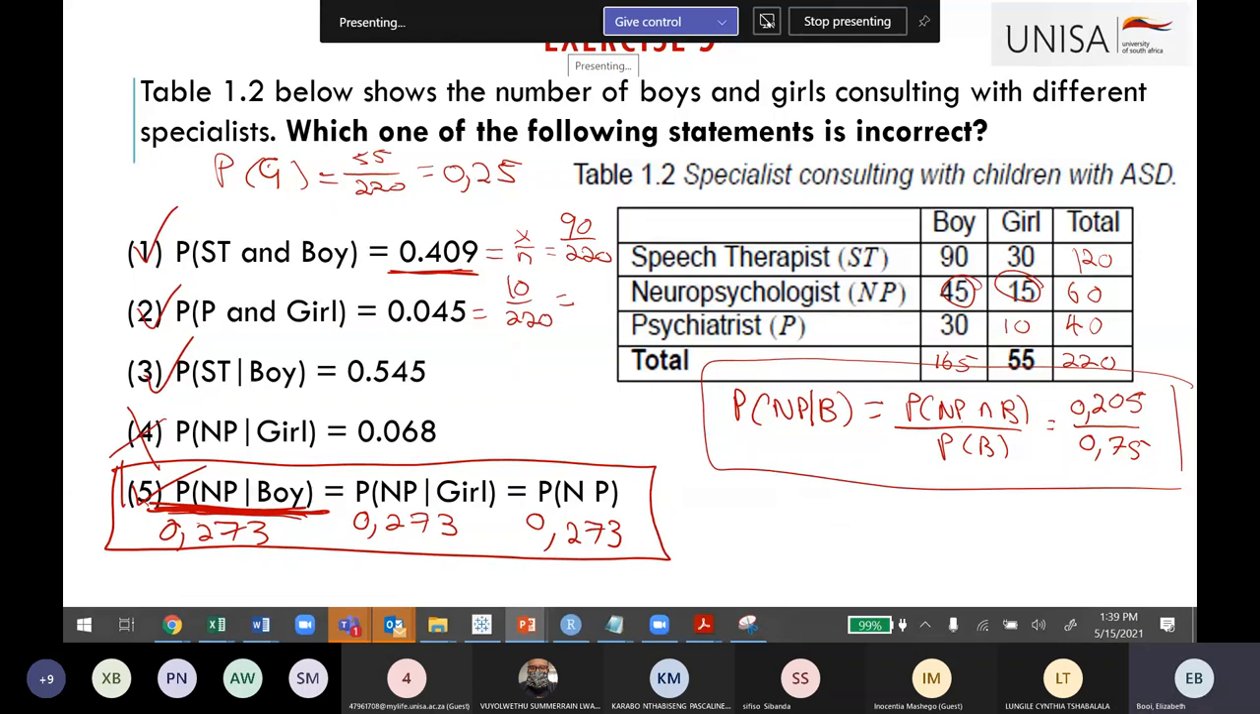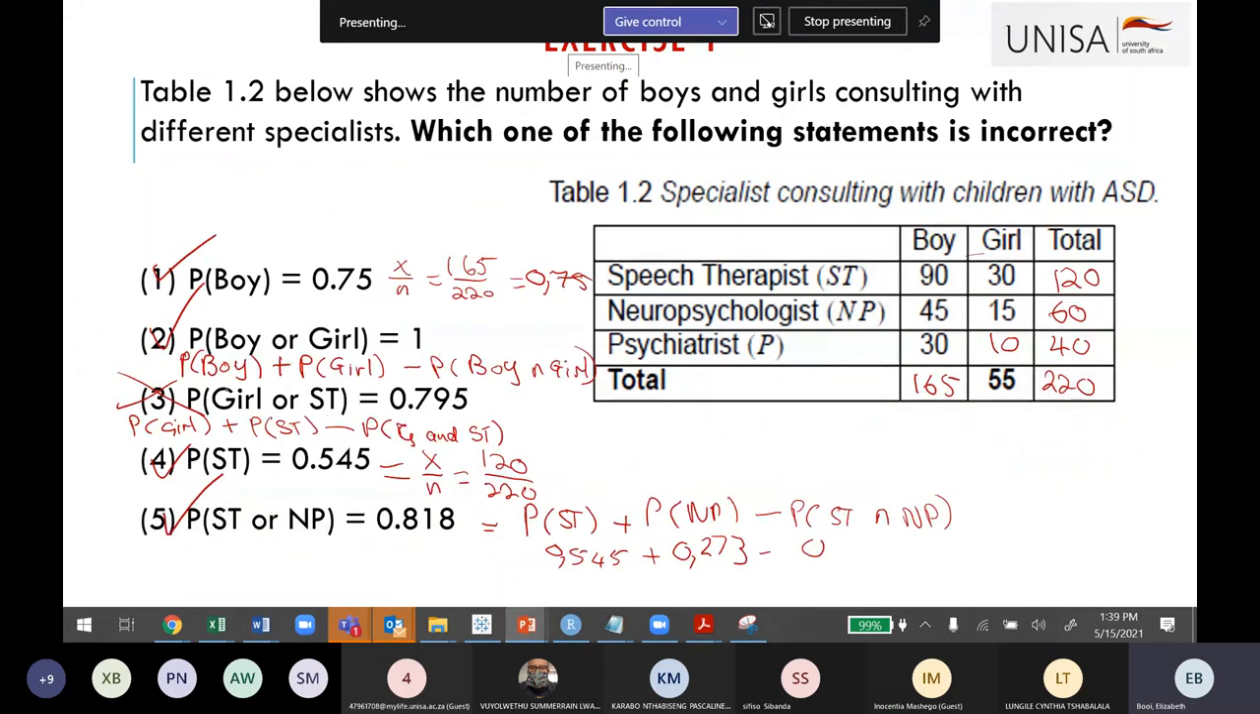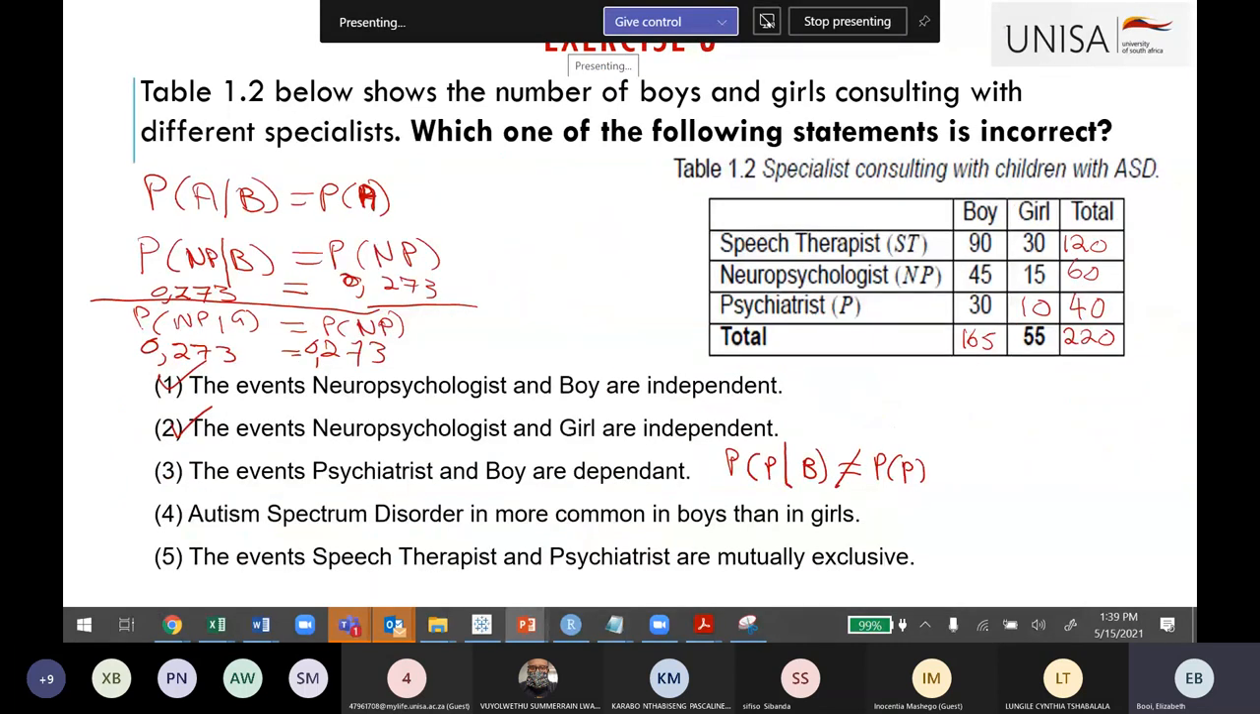We calculated probability of ST and ST. So I'm just going to go back. We never calculated psychiatrist on its own. So let's go ahead and do this calculation.